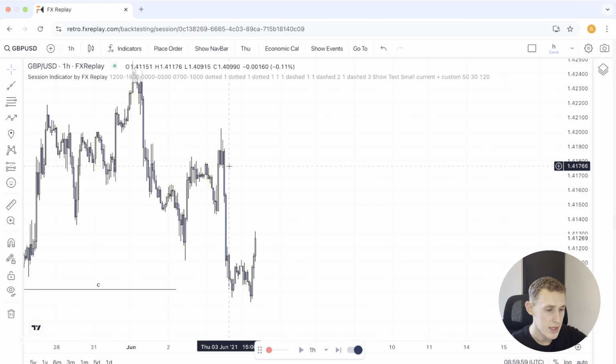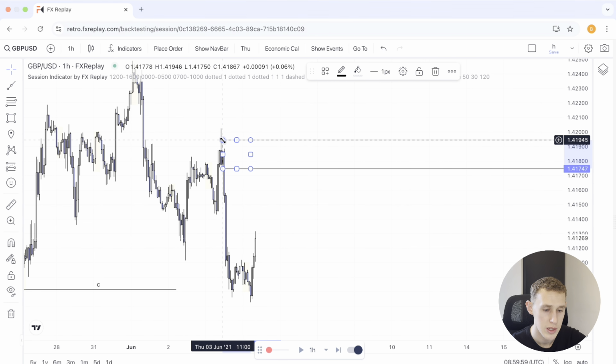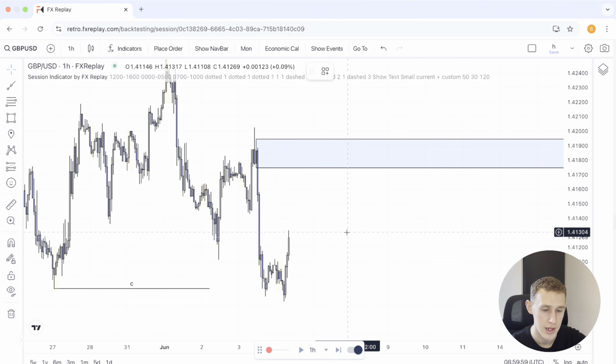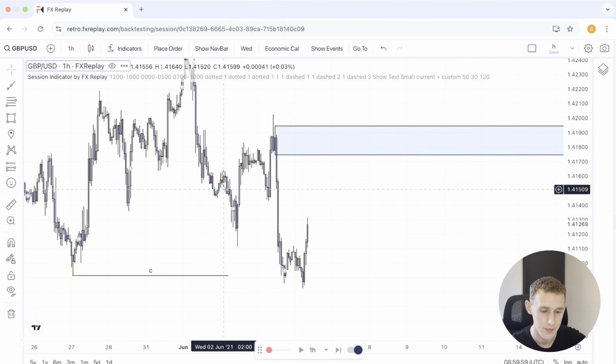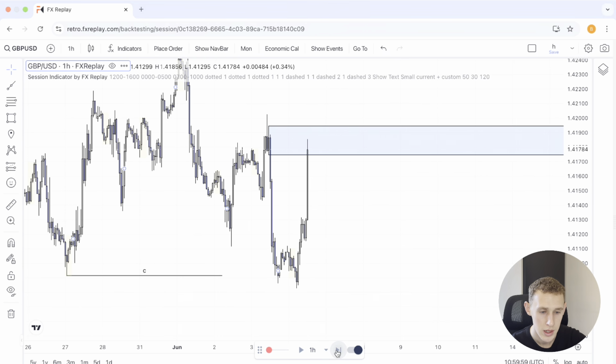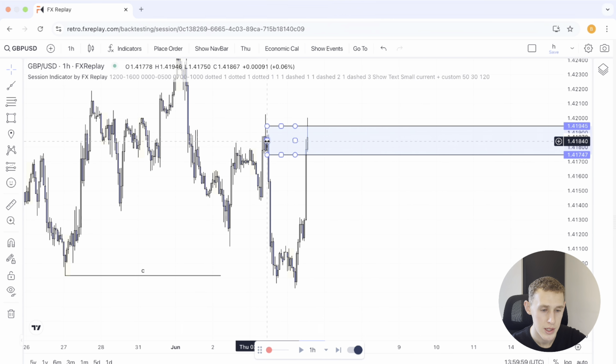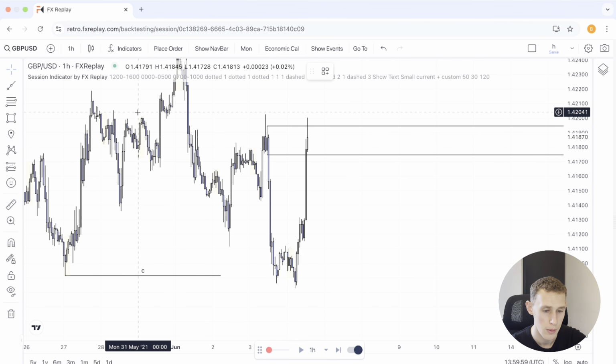In this case, what I can see, we have this area of supply right up here. So what I'm looking for here is a pullback into this area to then continue selling the market down. So let's see if we can get a pullback into that zone. There we go. It has come up with quite a bit of momentum, but let's see if we can get a valid lower time frame confirmation here.